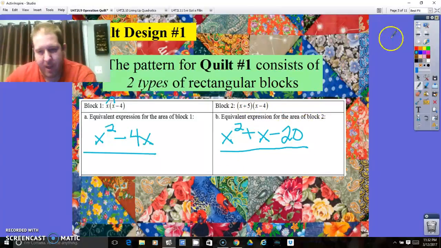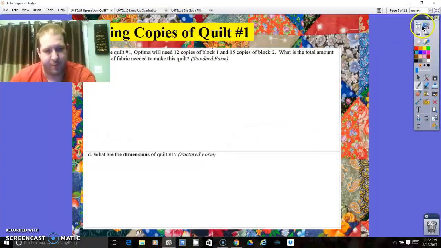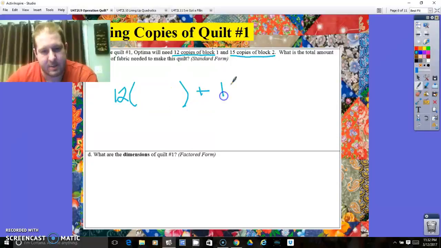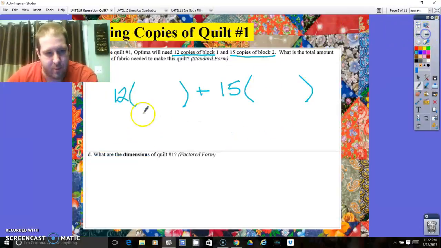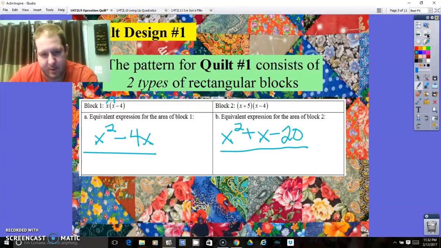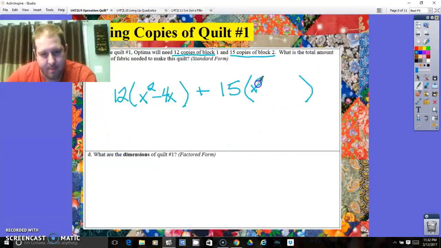So these are the two answers we're going to use for the entire first quilt. The first quilt is going to need 12 copies of block 1 and 15 copies of block 2. So that's 12 times whatever block 1 was, plus 15 copies of whatever block 2 was. So let's go back. Block 1 was x squared minus 4x, and block 2 was x squared plus x minus 20.